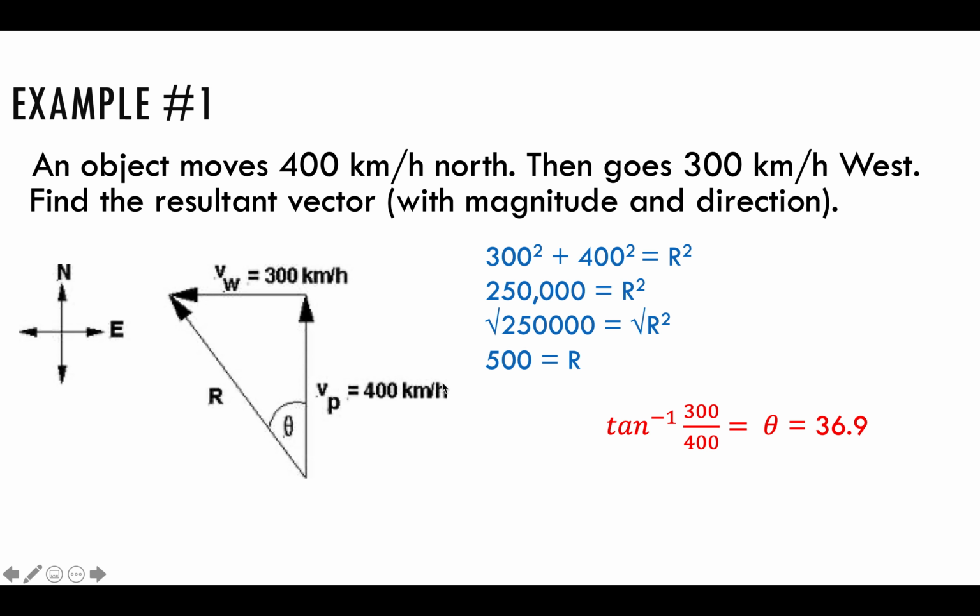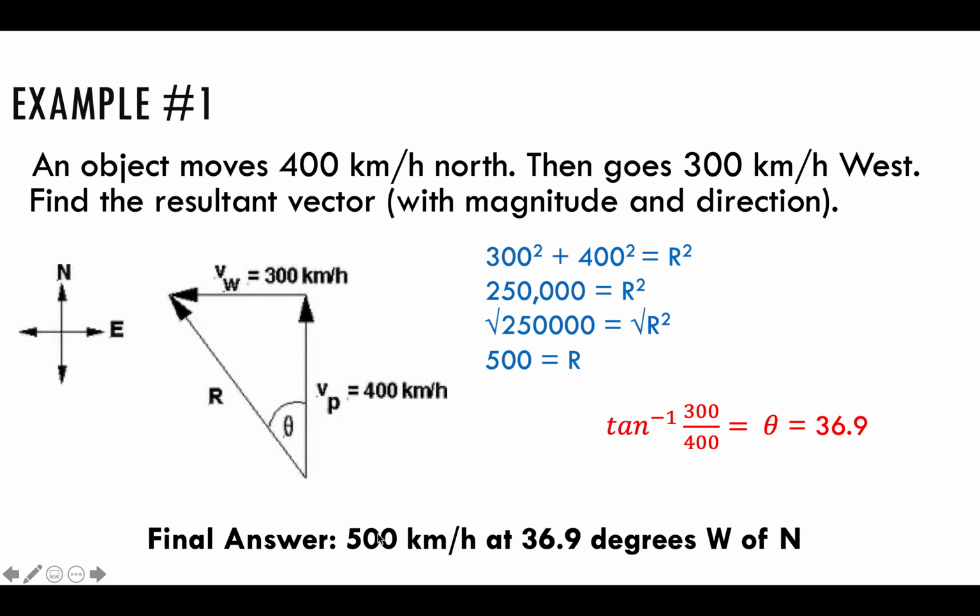Right? So then the last part to include is this angle is 36.9, but I need to say whether it's east of south or south of west. And in this case, this arrow right here is pointing straight north, and I'm going to the left of it, or west of it, so I'm going to be west of north. So my full final answer is going to be 500 kilometers per hour at 36.9 degrees west of north. So that's the final answer that I want here.